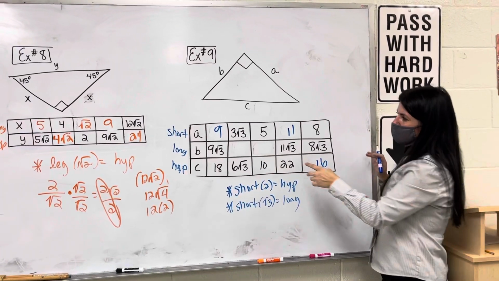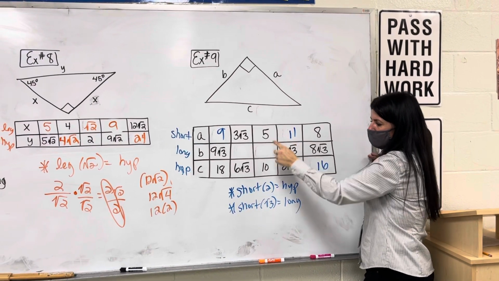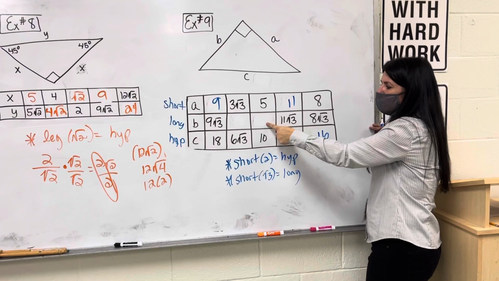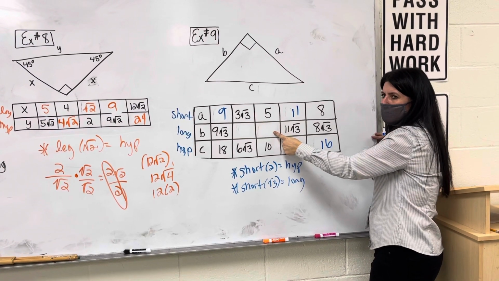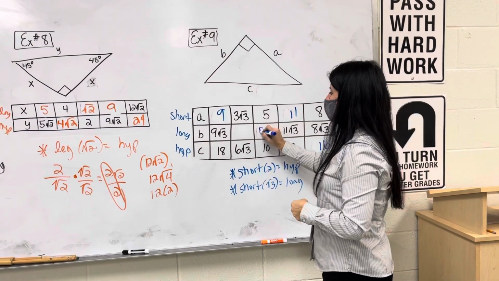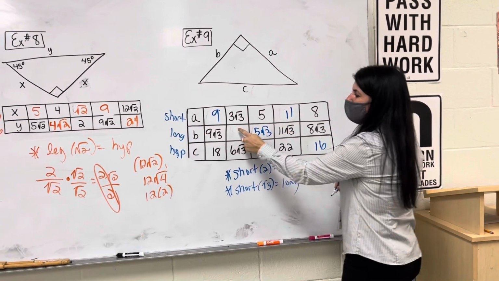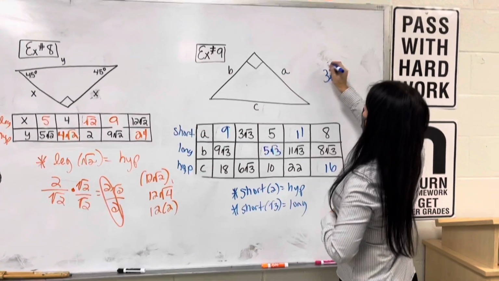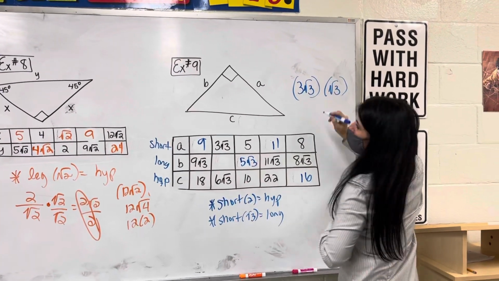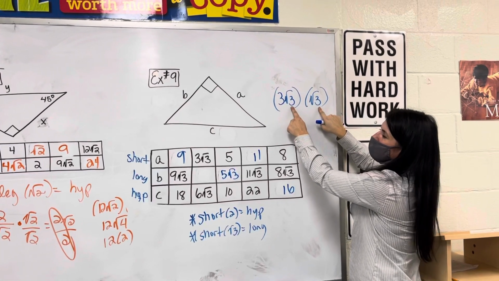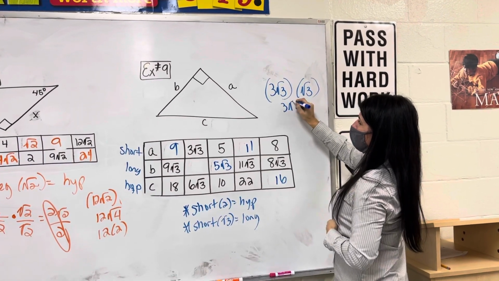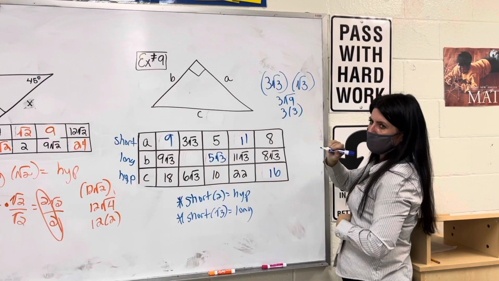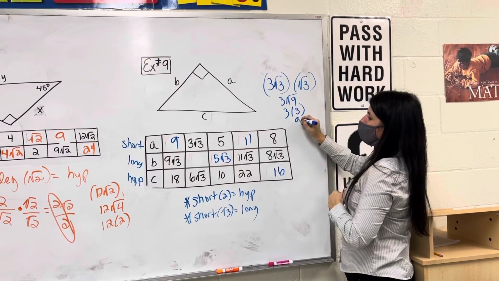Let's look at these 2 now. So from short to long, I take my short, multiply by the square root of 3, and that gives me long. What's that going to be? 5 square root of 3. This one's a little bit trickier. So I have 3 square root of 3, and I'm multiplying by the square root of 3. This gives me the square root of 9. Square root of 9 is 3. So this all simplifies to 9.